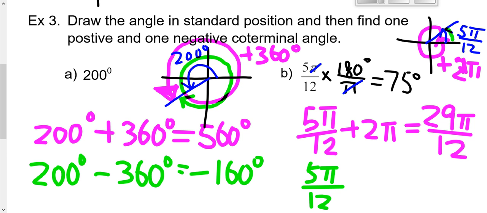This clockwise, that means negative, and now it hits the starting point, the same coterminal arm or the same terminal arm like that.